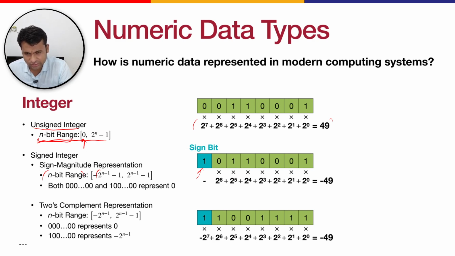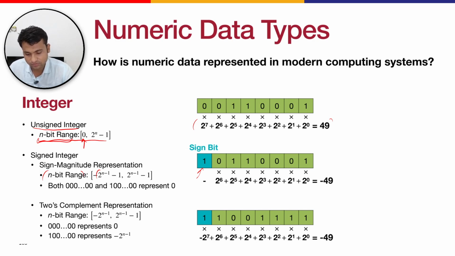But here the issue is that we actually have both all zeros, and the sign bit one followed by zeros, representing a 0. So why waste a slot, right? So we go to 2's complement representation, and in that, the 1 followed by all zeros represents the lowest possible number, which is minus 2 raised to the power n minus 1.